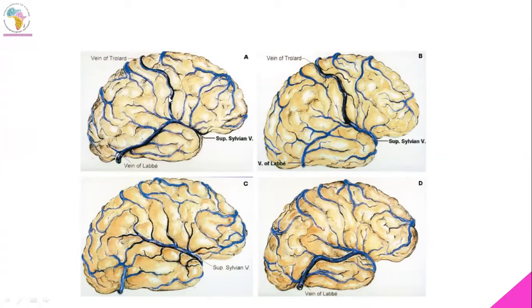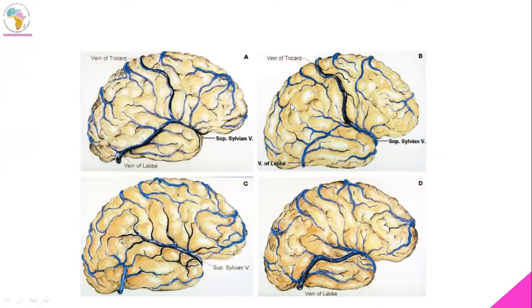This is the anterior superior anastomotic vein that connects the superficial Sylvian vein with the superior sinus. And we also have a large connecting vein that connects the superficial Sylvian vein with the transverse sinus. We call it the vein of Labbé.